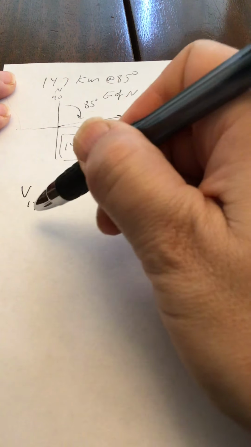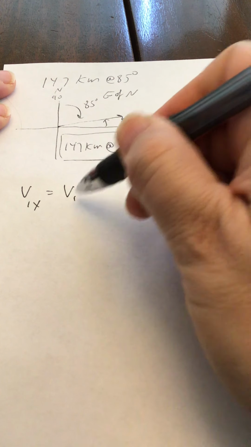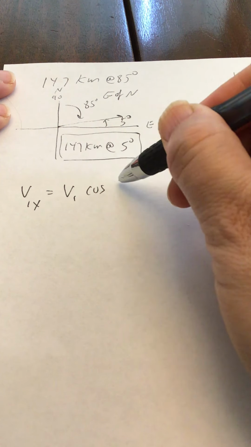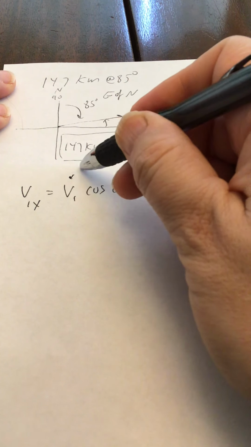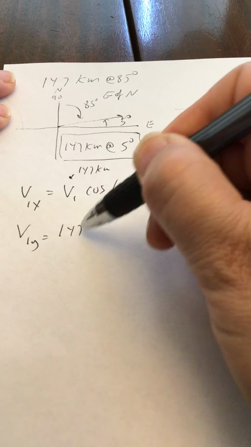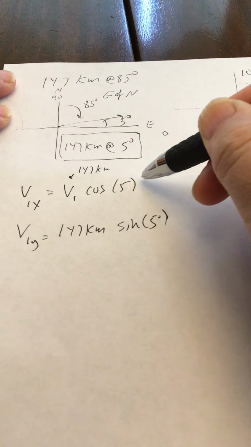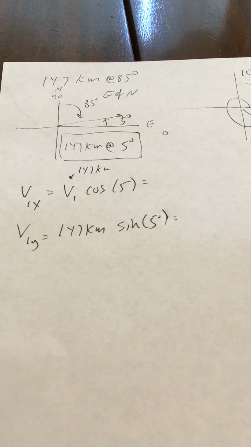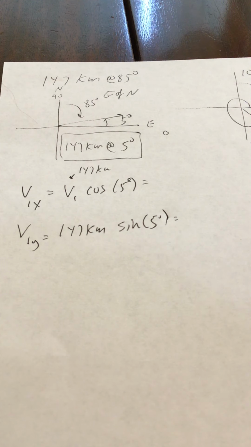For this one, we're going to call this vx, and this is v1. So v1x would be what? v1 times cosine of the angle. So this angle is 5 degrees, and v1 would be 147, right? So this is 147 kilometers. And v1y would be 147 kilometers times sine of 5 degrees. Okay, so take your calculator out, make sure it's in degrees, and go ahead and do these 2.